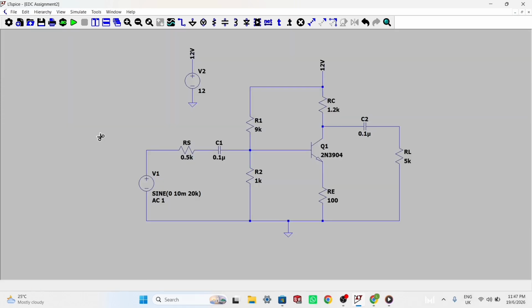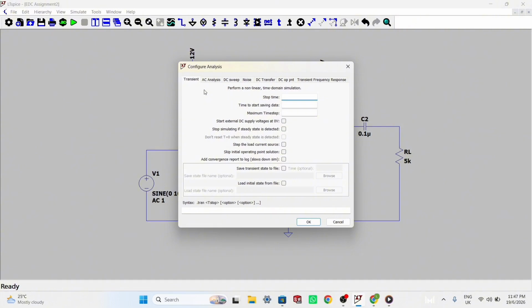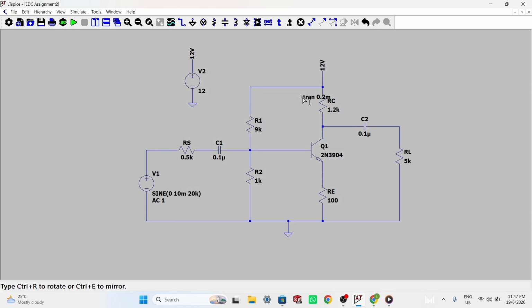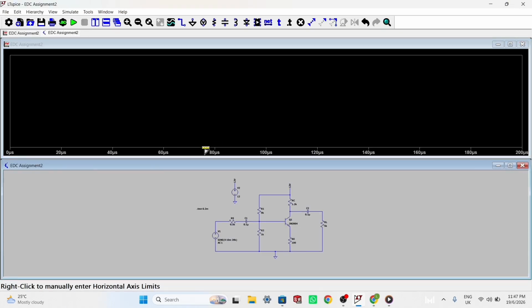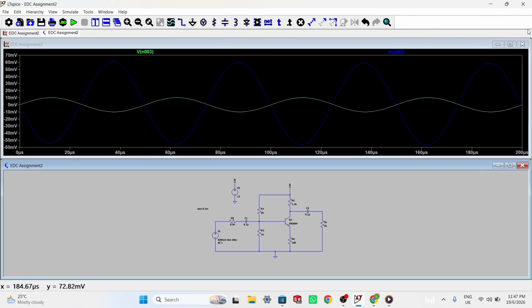Finally, we look at the transient analysis. Configure the analysis again, this time with the transient tab. The stop time we put 0.2 milliseconds. And then we run it. Next, we need the V in and the V out of the circuit.